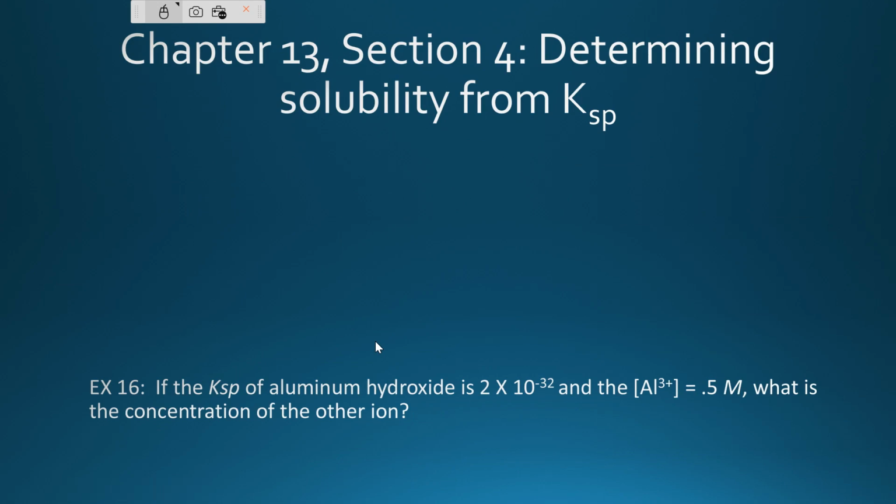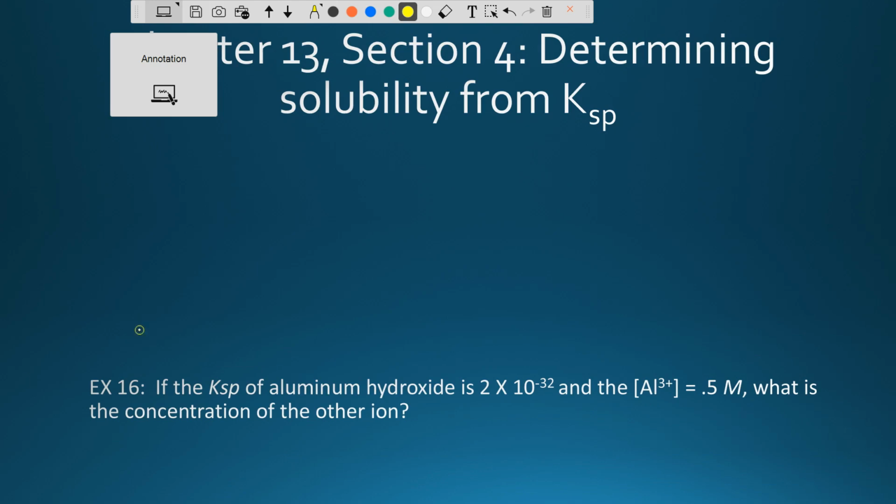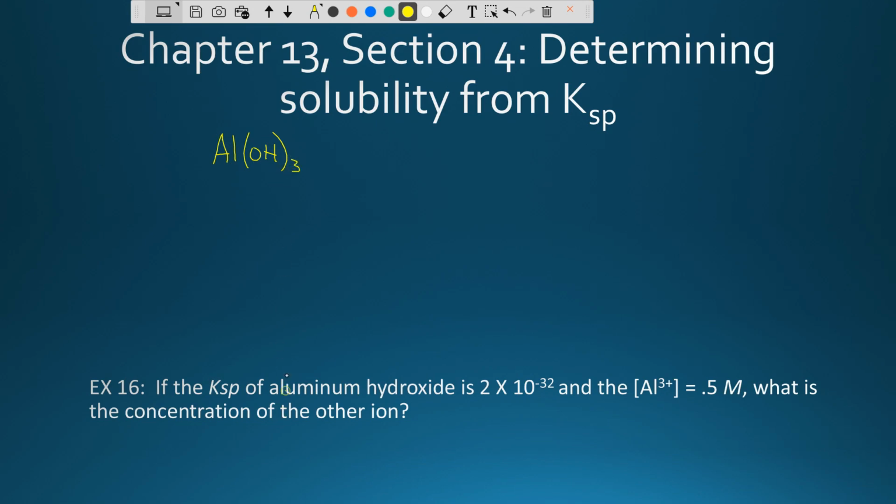Now, we can also flip it around. If I know the concentration of one thing, I can figure out the concentration of the other if I was given that value. First of all, we have to figure out what the compound is and what the equation is to find my ratios. This is going to be aluminum hydroxide. Notice that aluminum has a +3 charge and hydroxide has a -1 charge. So to be balanced as a solid, which acts as one particle, I would have Al(OH)3. But that's going to dissociate into my aluminum ion, aqueous, and 3 hydroxide ions, aqueous.